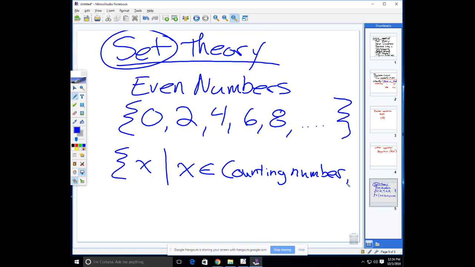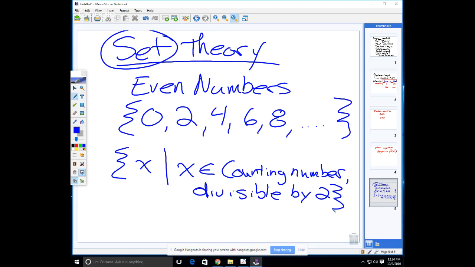Comma and any other condition. So if I wanted x to be one of these even numbers, I would also say that it's divisible by 2. And so that's another way to talk about this set.